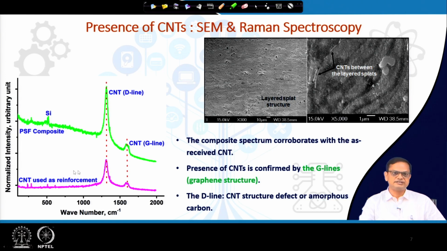Okay. Now, this CNT intrinsically has a lot of defects, and then you can see here, after the composite is made, there also you can see those two signature lines. Obviously, the D peak intensity is a little higher, as it goes through a lot of high temperature, and before plasma spraying it was also ball milled.